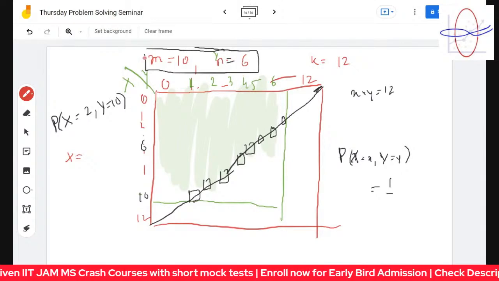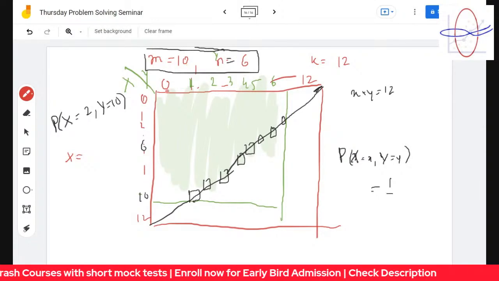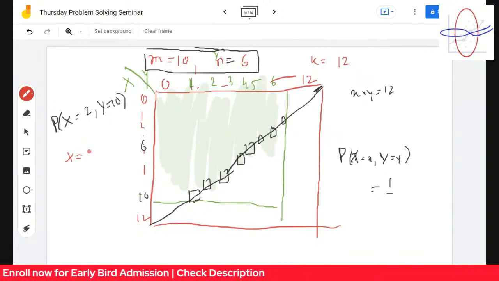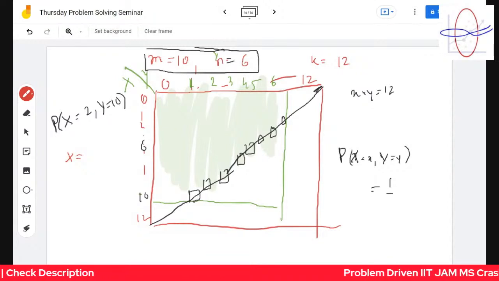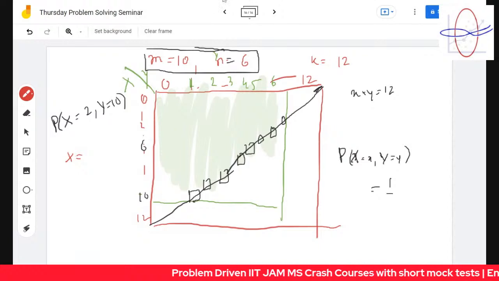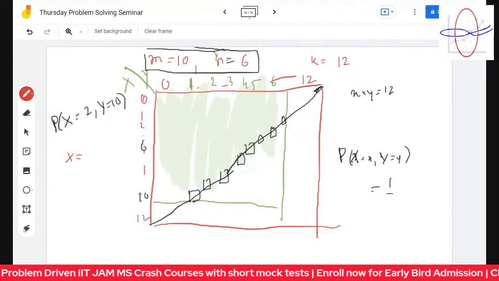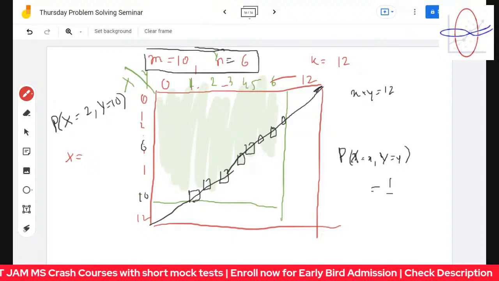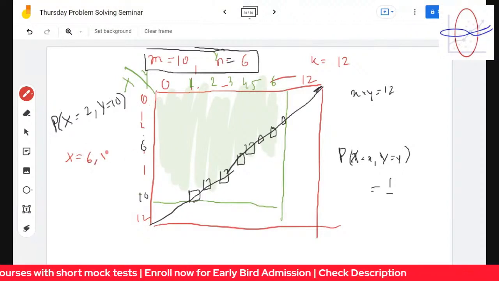Now I'm telling you, X can take till 10 and Y can take till 6. So tell me the first X value for which there will exist such a committee. Tell me such an X value and Y value for which there will exist a committee. 6 comma 6 is the first one.